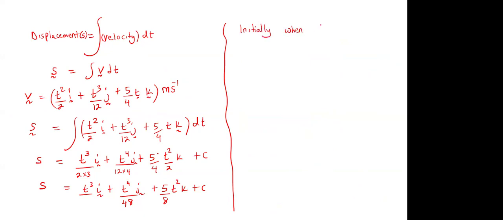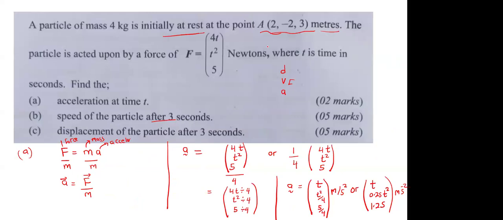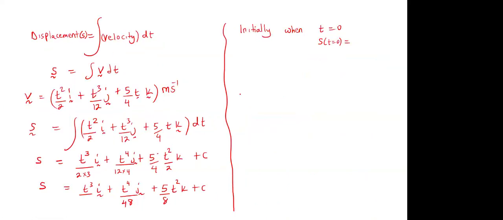when t is equal to 0, the initial displacement S at t equals 0 is going to be, now I'm going to write this coordinate of 2, -2, and 3 as 2i - 2j + 3k. I'm transforming this coordinate A of 2, -2, and 3 into a vector. So this is what it means.